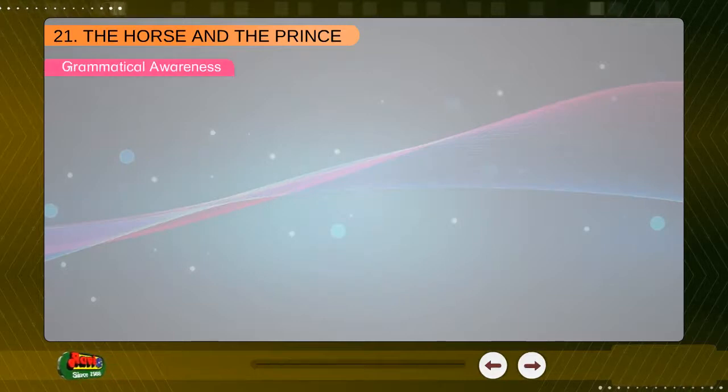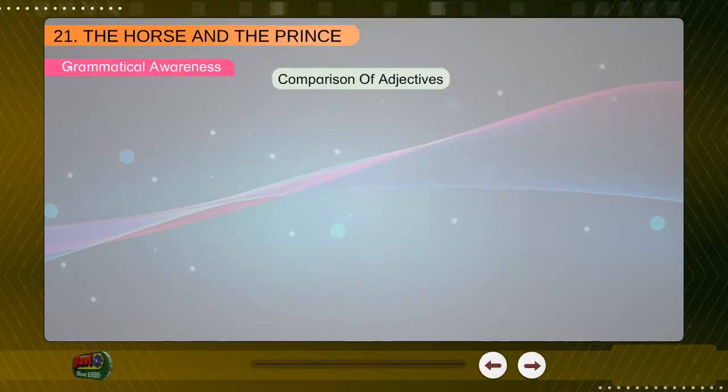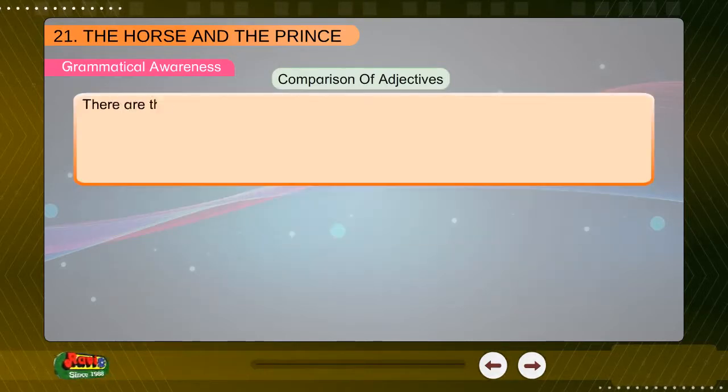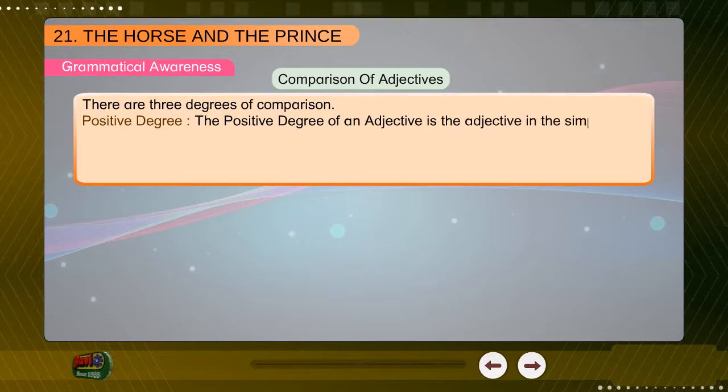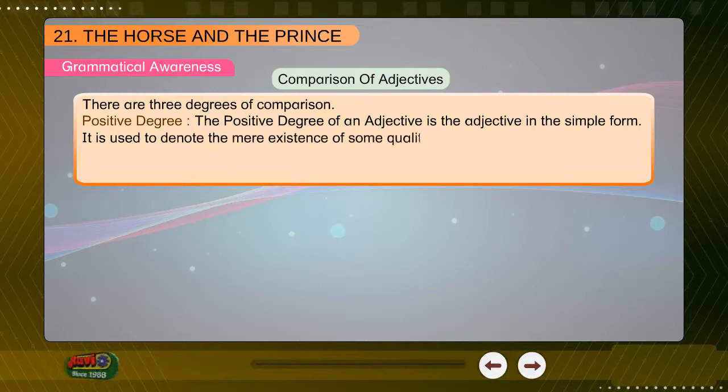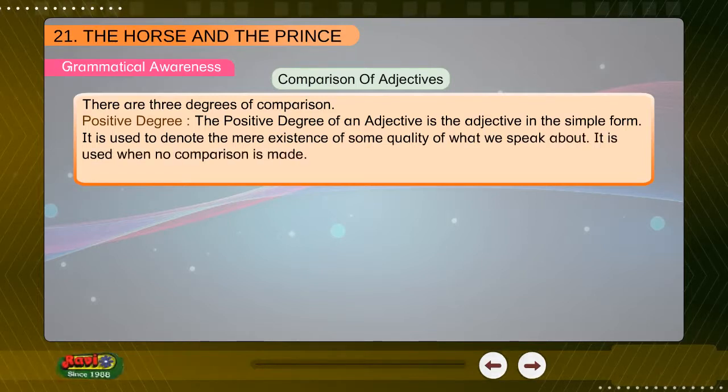Grammatical awareness. Comparison of adjectives. There are 3 degrees of comparison. Positive degree. The positive degree of an adjective is the adjective in the simple form. It is used to denote the mere existence of some quality of what we speak about. It is used when no comparison is made. Example, Rahul is strong.